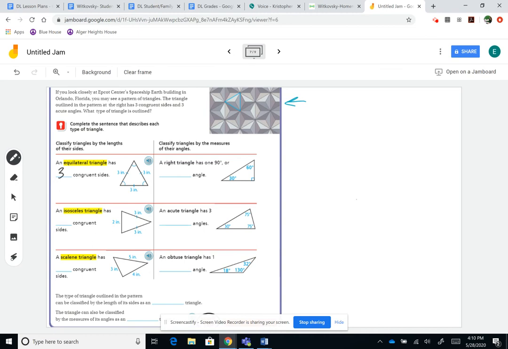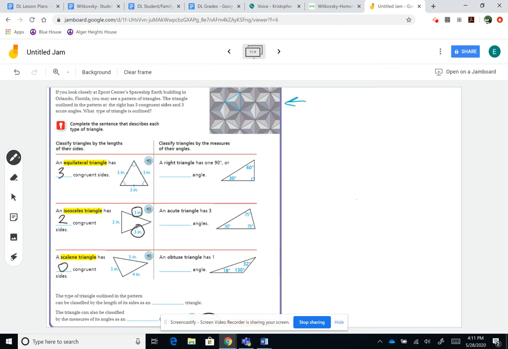Now, the next type of triangle is called an isosceles triangle. An isosceles triangle has blank congruent sides. Look on the triangle that's there and tell me how many of the sides are the same. Well, we have 2 inches, 3 inches, and 3 inches. So 2 of them are the same. This one and this one. Okay. Now, the next one is called a scalene triangle. A scalene triangle has how many congruent sides? How many do you see there? None. One is 5 inches, one is 3 inches, and one is 4 inches. So it's 0 congruent sides.